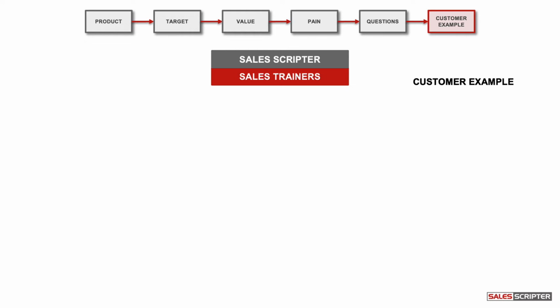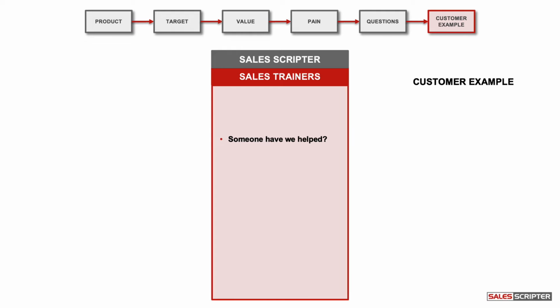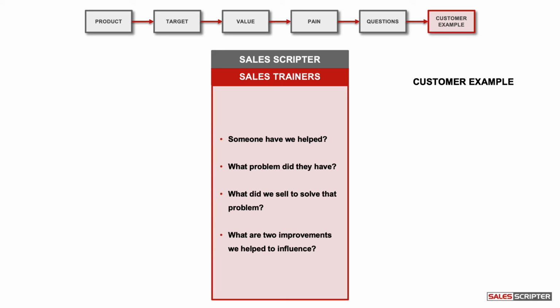And the last step in our sales message brainstorming process is to create a customer example. So you first want to think about a previous customer you've helped, maybe a problem they had before they purchased your software. What did you sell them in terms of either your software or a feature of your software that helped them to solve that problem? And then try to think of 2 improvements your software helped to create for that customer. And so when you go through those 4 questions, you might come up with a customer example like this.